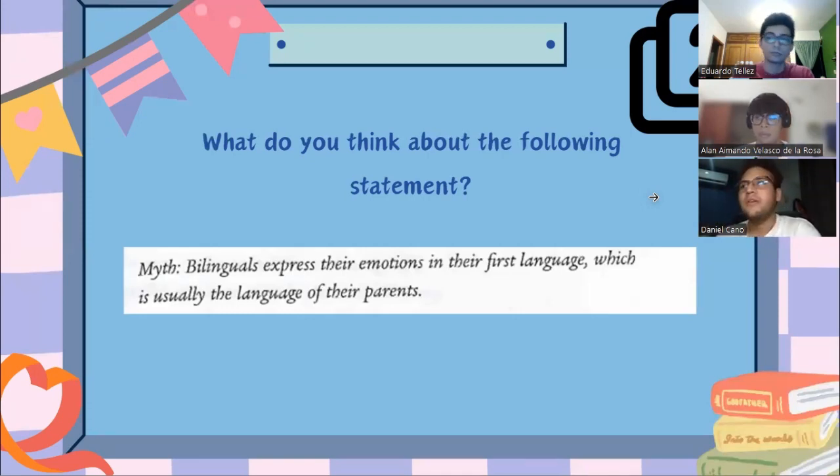Because maybe if we are, I don't know, living in another country, an English-speaking country, it could happen that now we have internalized this second language at the same level as our mother tongue. And it could happen that, okay, now we are having a discussion and I can express my emotions in English because I'm used to speaking English 24/7. That's one side. The other thing, the statement says that it is usually the language of their parents. I think that it depends on which language we are talking about.